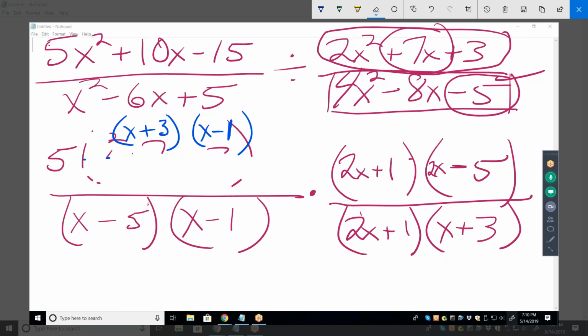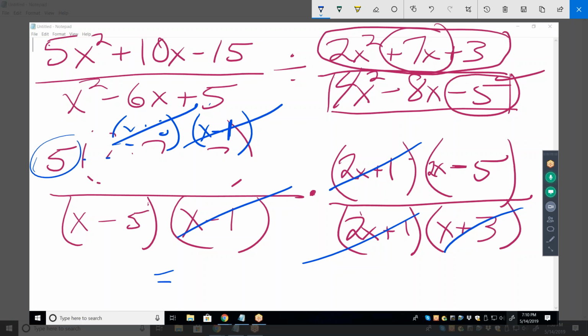So cancel x plus 3. And then cancel the 2x plus 1s. And then x minus 1. What am I left with? Yeah, I got a 5. You can't forget that 5. Can't you cancel the x and the x? No, no, because it has a minus 5. Not if there's a number being added to it. You can't.